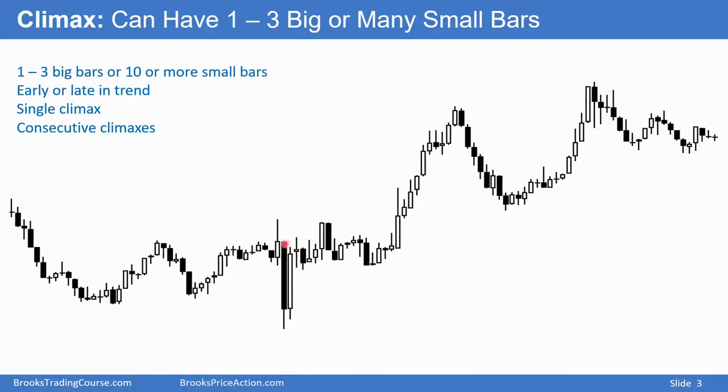A climax can be a single very big bar, or it could be a series of smaller bars, sometimes 10 or more bars. When I use the term climax, I'm referring to a breakout that occurs late in a trend, after 20 or more bars. Sometimes you get a single climax, as we have here, and other times you get a series of climaxes, like here, pullback, here, pullback, here.